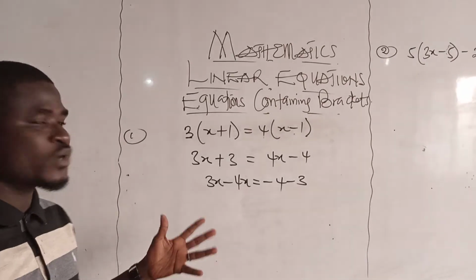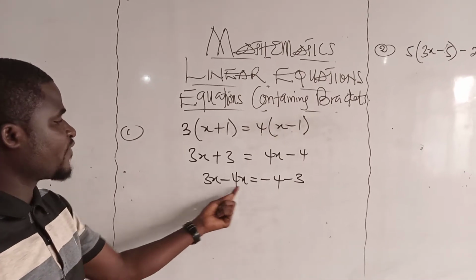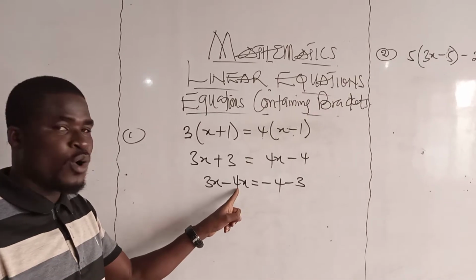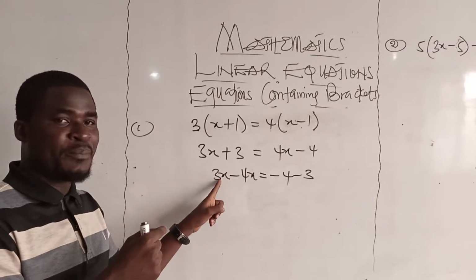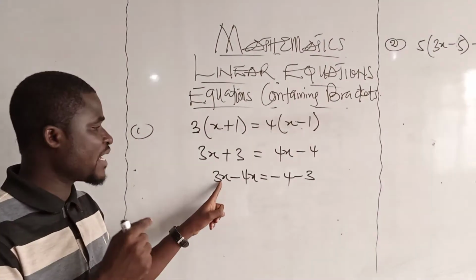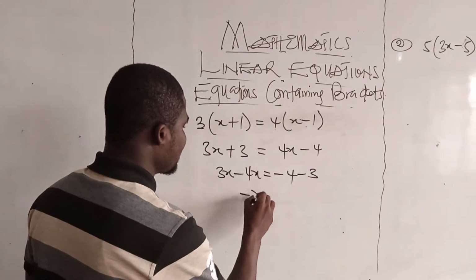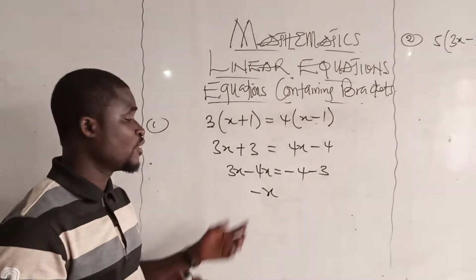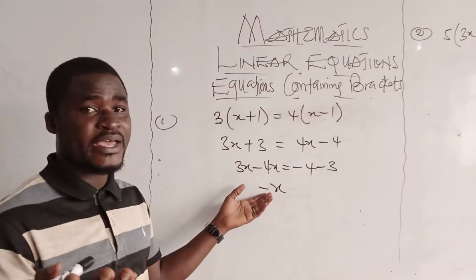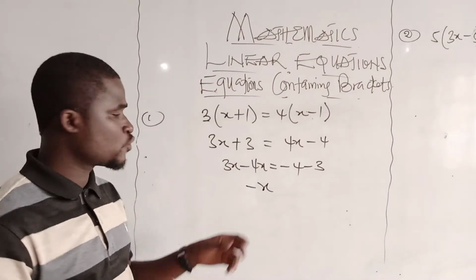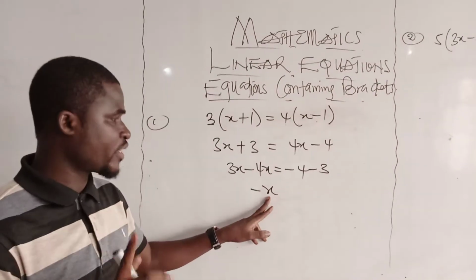So our next step is to add them. 3 minus 4. You are owing me 4. You are paying 3. How much are you owing? You are owing negative 1. So we are going to have negative x. Please don't write negative 1x, okay? Because x itself is 1. So we are going to have negative x. So take note.